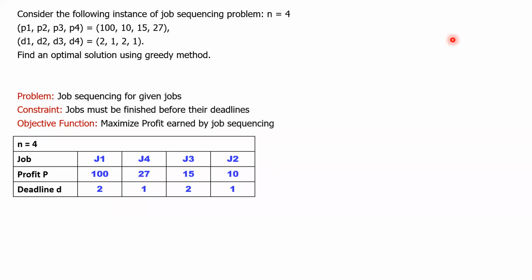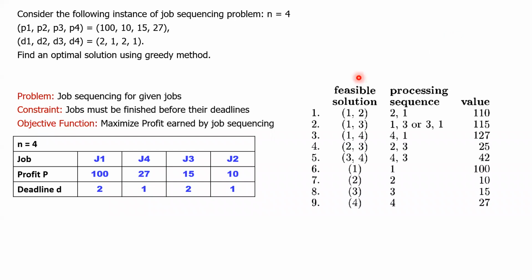So how does this process go? It's simple: there might be many feasible solutions. If you start filling up, there will be many feasible solutions. A feasible solution is the one where the jobs are finished before their deadlines.